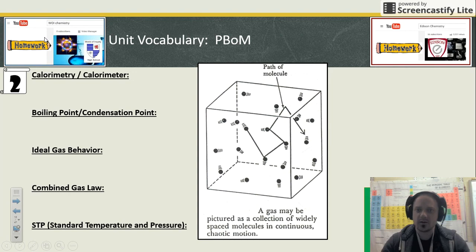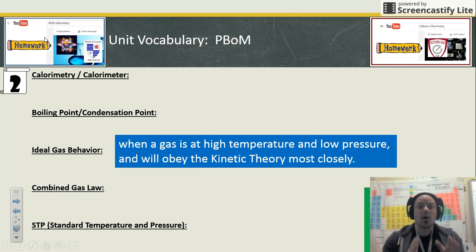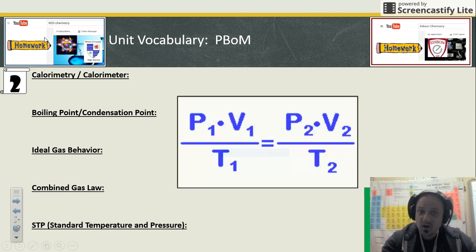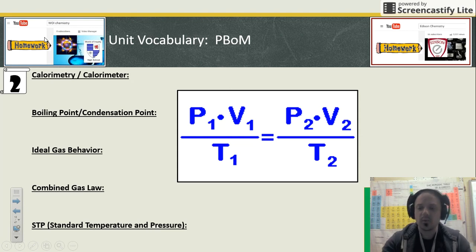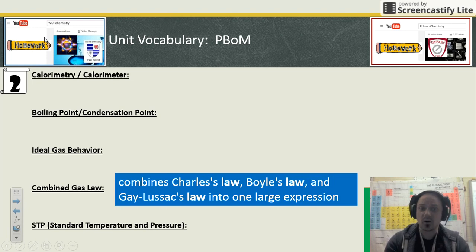Ideal gases. Well, this is a particle in a box model. It's describing the behavior of a gas particle. Ideal gases are under high temperature, low pressure, so they can move in straight lines without bumping into anybody. And they're usually obeying the typical kinetic molecular theory most closely at this time, which is what we need to have so that our combined gas law equation is going to work. We have to assume that our particles are behaving like an ideal gas to use that equation.